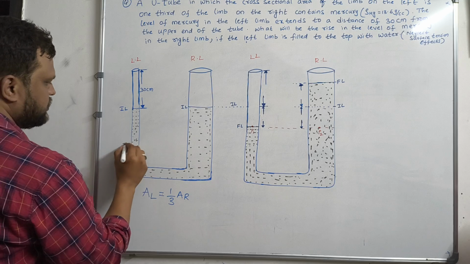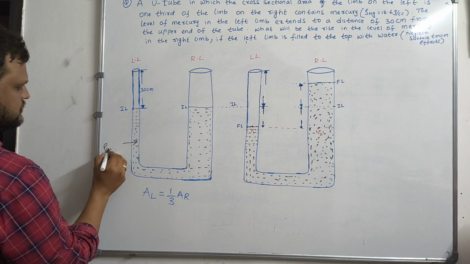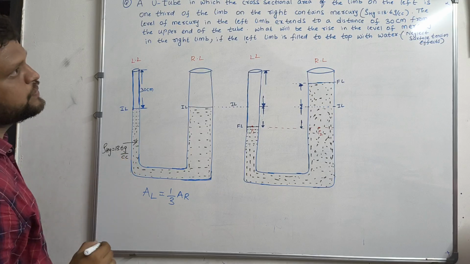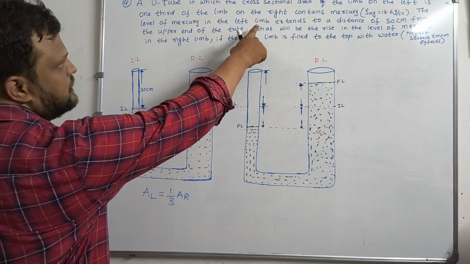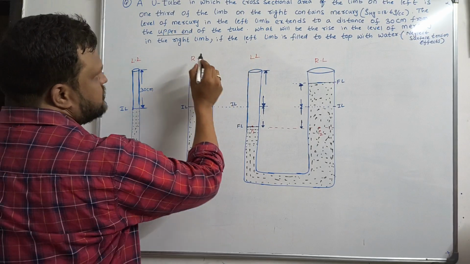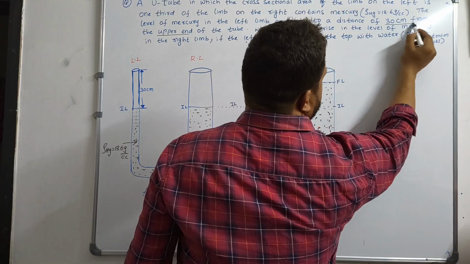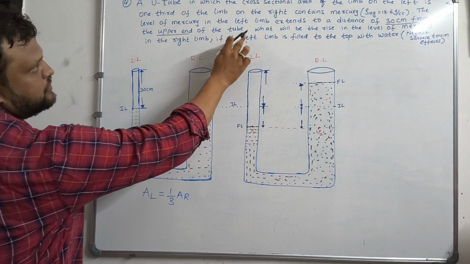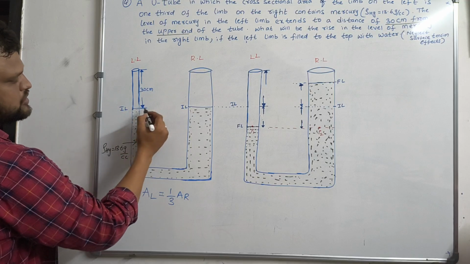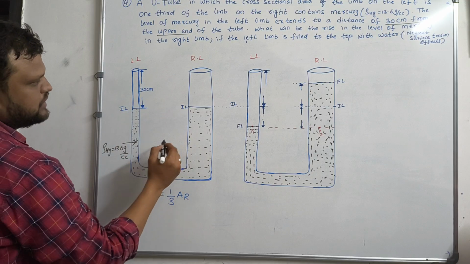So this black color thing is the mercury. So the density of mercury is given as 13.6 gram per cc. The level of mercury in the left limb extends to a distance of 30 centimeters from the upper end. So this is very important. 30 centimeters from the upper end of the tube. So from here, this is the 30 centimeters from the upper end. So from here only we are having the liquid.